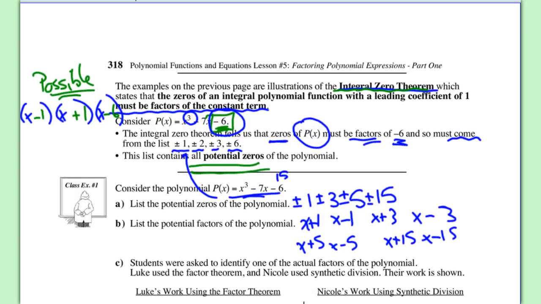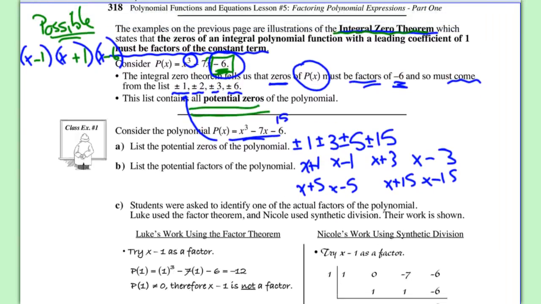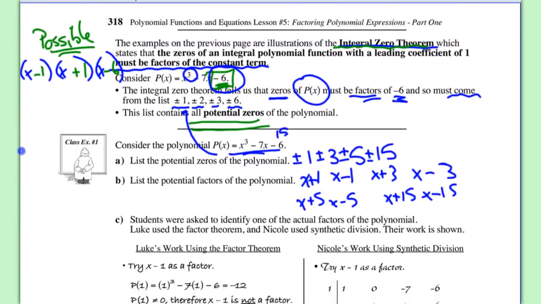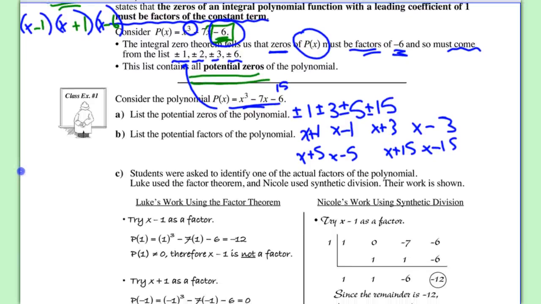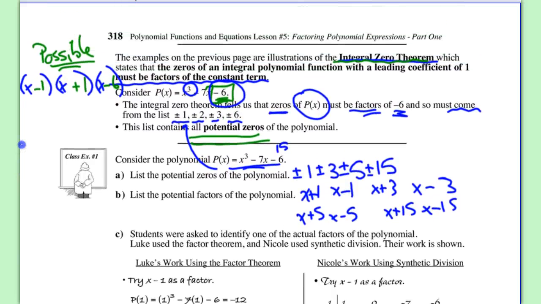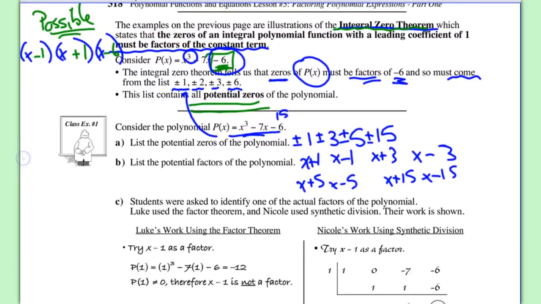So if Nicole and Luke go back to their work with factor theorem and the work that Sierra did, they would know that I could test all those things. I could test to see which one of those actually are factors. And so, for example, remember from up above here, if we actually go back to our actual example, they're dealing with this x cubed minus 7x minus 6, right?